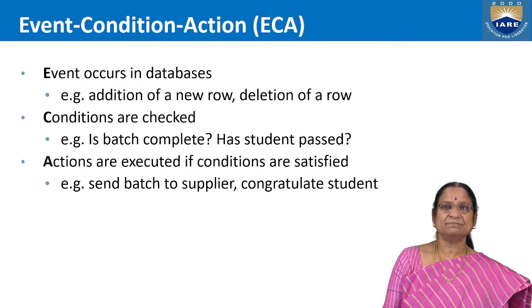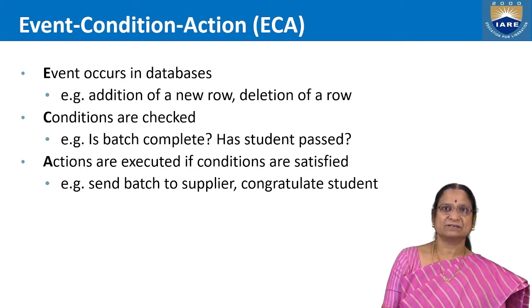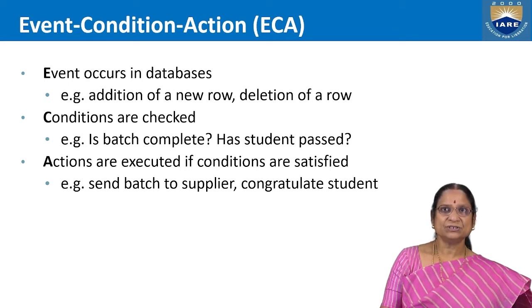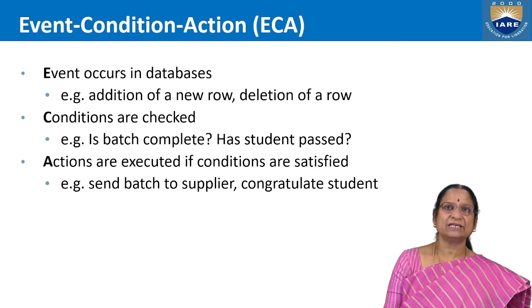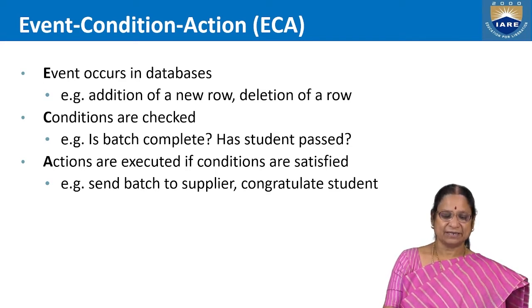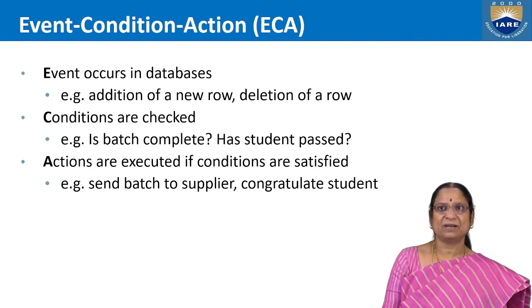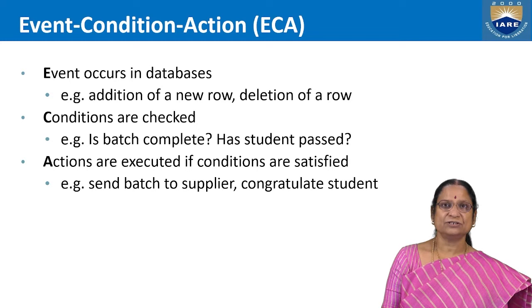So this trigger mechanism can be specified as ECA, as we discussed earlier: event, condition, action. Event occurs in the database, that is addition of rows or updation of rows or deletion of rows, etc. Conditions are checked: is the batch completed, has a student passed, etc. Based upon the condition being satisfied, actions are going to be executed. That is, if the conditions are satisfied, whatever action is specified in the trigger, the respective actions are taken. For example, send the batch to the supplier, or if the student passed, congratulate the student, etc.